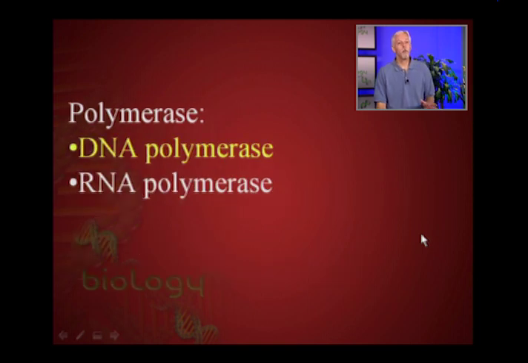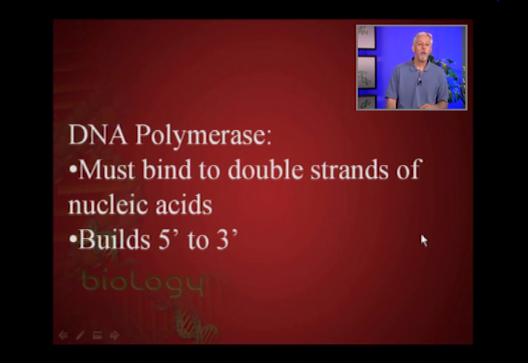So there are 2 types of polymerase. DNA polymerase makes new DNA strands. RNA polymerase makes new RNA strands. And we're going to be focusing on DNA polymerase. So DNA polymerase has a unique characteristic in that it must bind to a double strand of a nucleic acid. And again, it also builds 5 to 3. But that first characteristic is really important because that's something that is different compared to RNA polymerase. So it must bind to double strands, and then again, it will always build 5 to 3. So those are things to keep in mind.